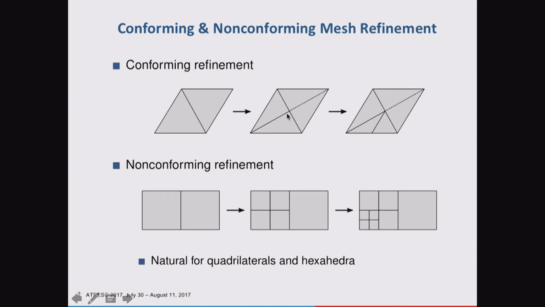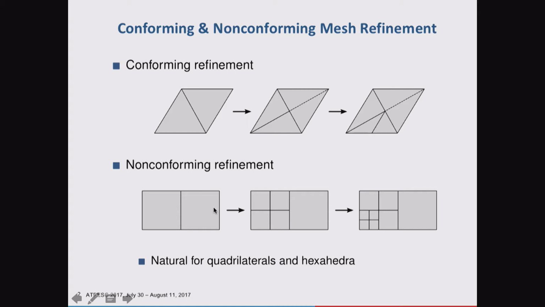That is to ensure conformity, which means that you don't have faces that are a subset of faces in other elements. You have to introduce this forced refinement here, and then you continue the refinement. And you always guarantee that your faces are properly shared between two elements.